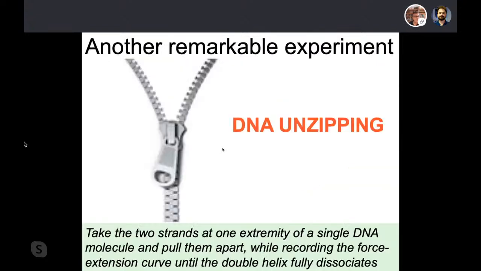And another remarkable experiment that I want to show you in this introduction is what we can do if we take a DNA molecule and, instead of stretching from opposite ends, we pull out the 2 strands from the same end. And here we don't elastically probe the DNA, we unzip the DNA. So we break the double helix, here represented by a zipper. Every chain in this zipper would correspond to 1 strand of the double helix. So 1 chain of phosphates here, 1 other chain of phosphates.